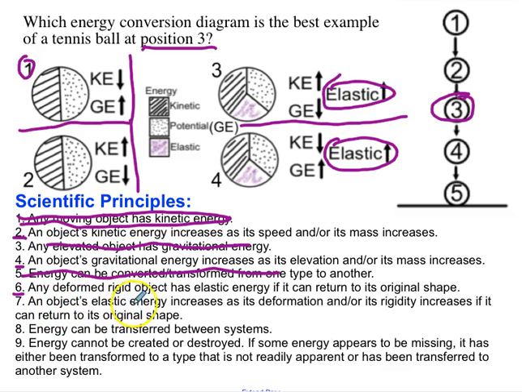How about 7? An object's elastic energy increases as its deformation and or rigidity increases. Well, we're at position 3, so we do not have to worry about that, because the amount of EE is not increasing or decreasing. Energy can be transferred between systems. Well, this is all one system, so we don't need that. Energy cannot be created nor destroyed. Really doesn't help us at all.